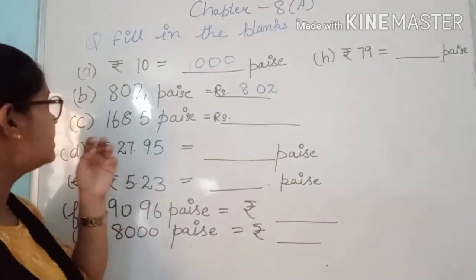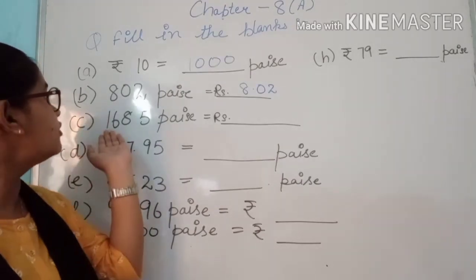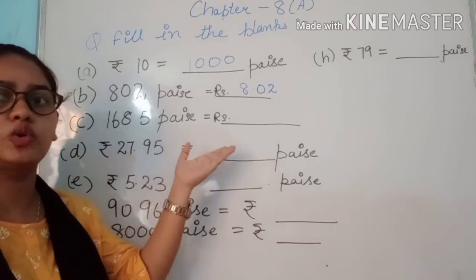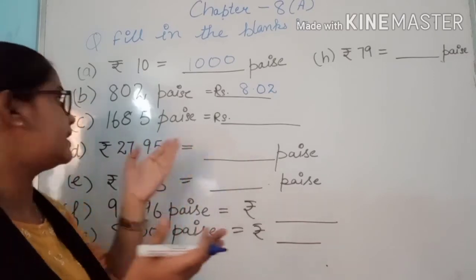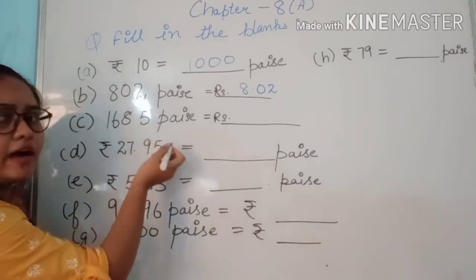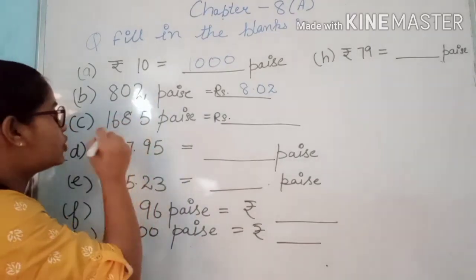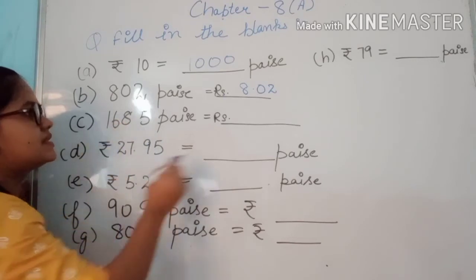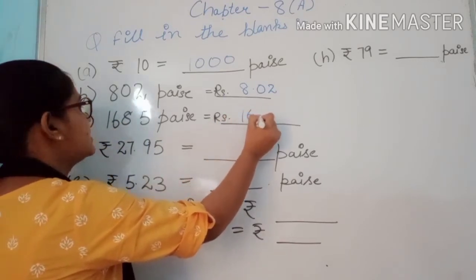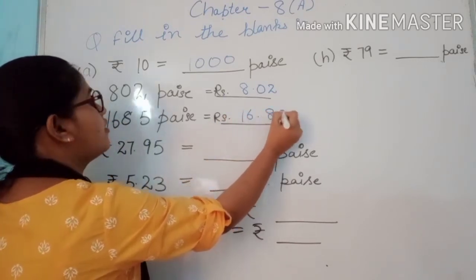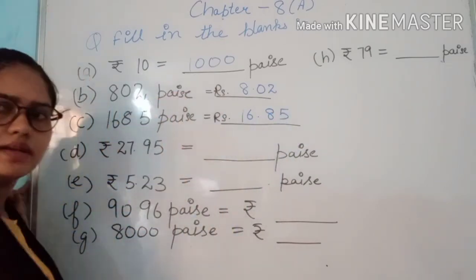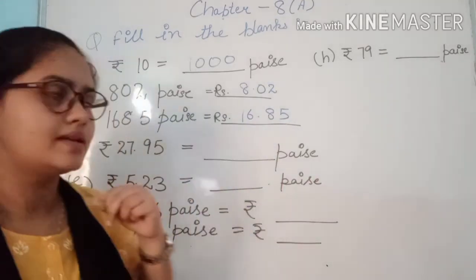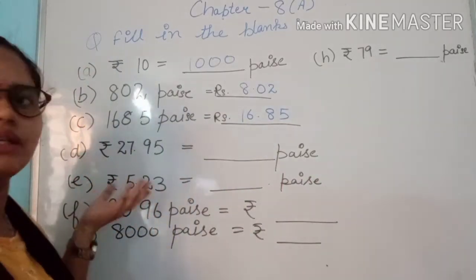Okay. Let's do this one. We have 1685 paisa. Now we have to convert into rupees. As I said, if there are 4 digits, we have to read from the right side 2 digits and then take a point. So 1, 2. This means it becomes 16.85 rupees. Okay.